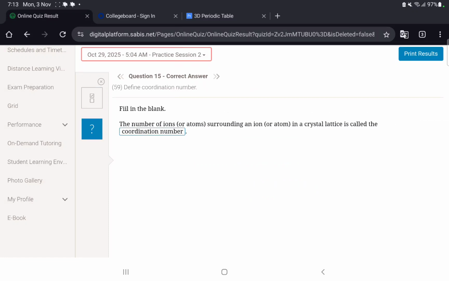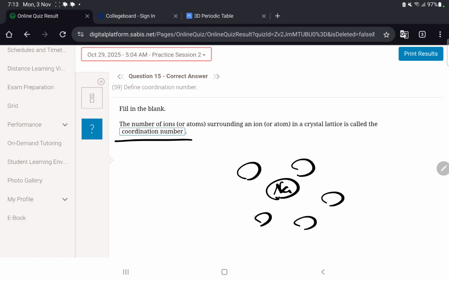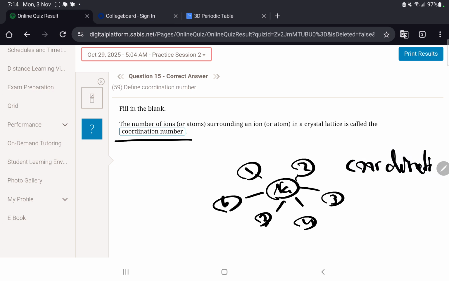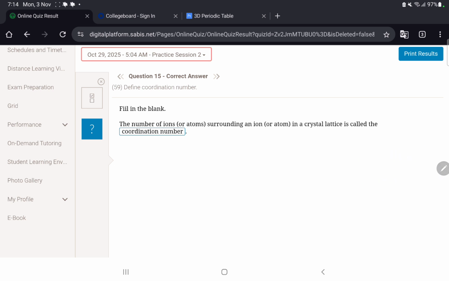Okay? The number of ions or atoms surrounding an ion or atom in a crystal lattice is called coordination number. What do they mean by this? For example, I have Na here. And I have Cl 1, 2, 3, 4, 5, 6. The number of atoms around the Na is the coordination number. So how many do I have? 1, 2, 3, 4, 5, 6. That's the coordination number. Okay?